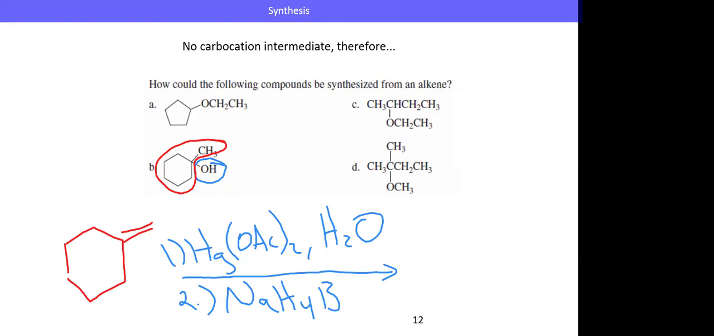Even if we don't damage ourselves in the process of using it, we have to pay extra to get rid of it at the end. So why would we use it? Well, because the yields are better. We get about a 92% yield with oxymercuration. If you do the acid catalyzed addition, we get something around like 50 to 60%.